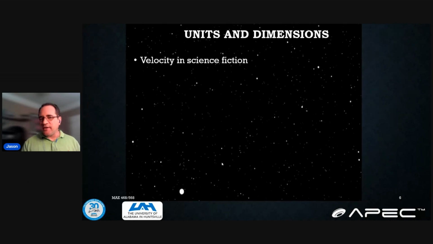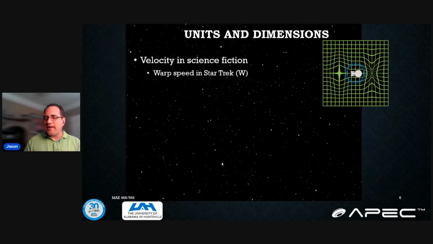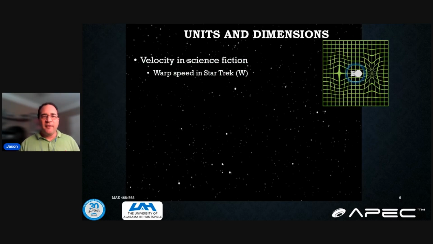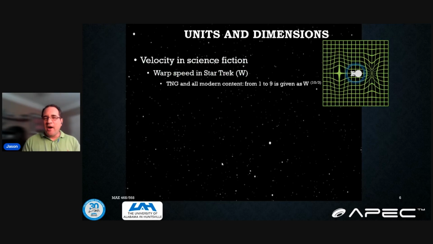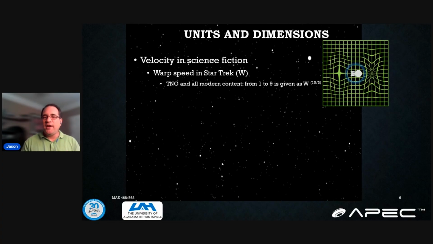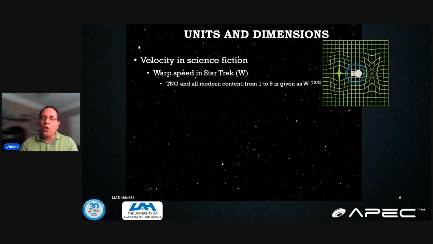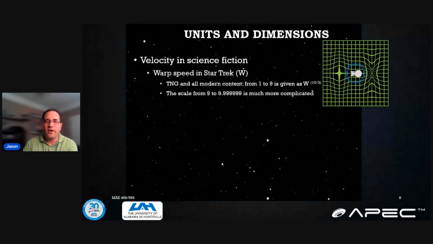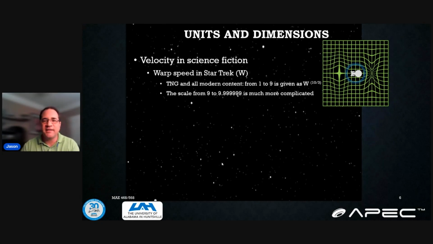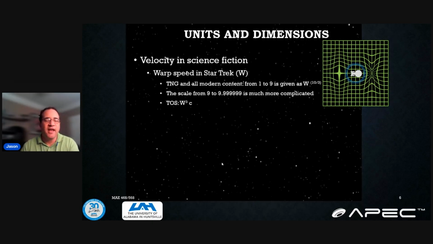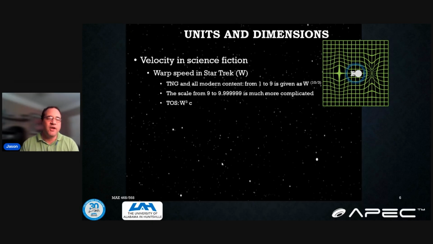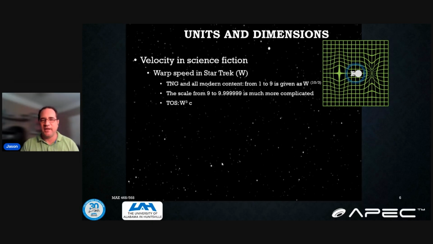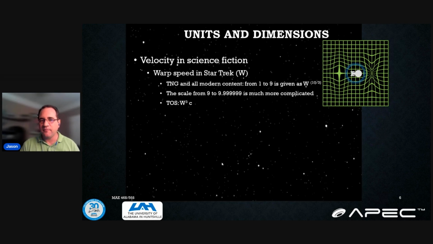Now, in science fiction, we have warp speed in Star Trek: The Next Generation. All modern content, roughly from 1 to 9, is given as warp to the 10/3 power. The scale from 9 to 9.6 is much more complicated. In the original series, warp to the 3rd power times c was basically what your speed was.